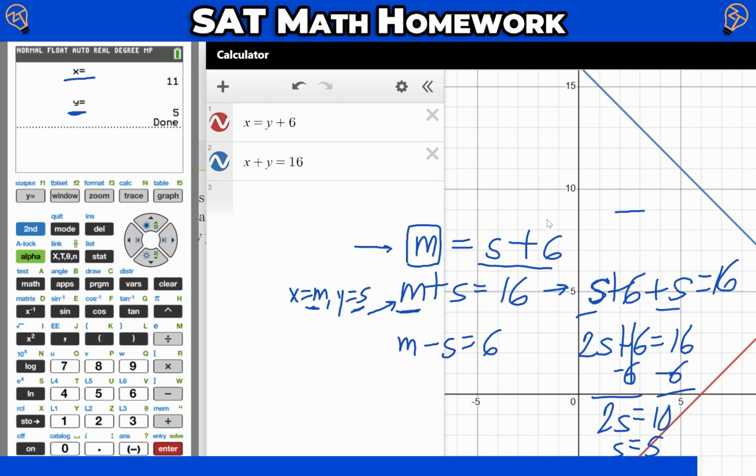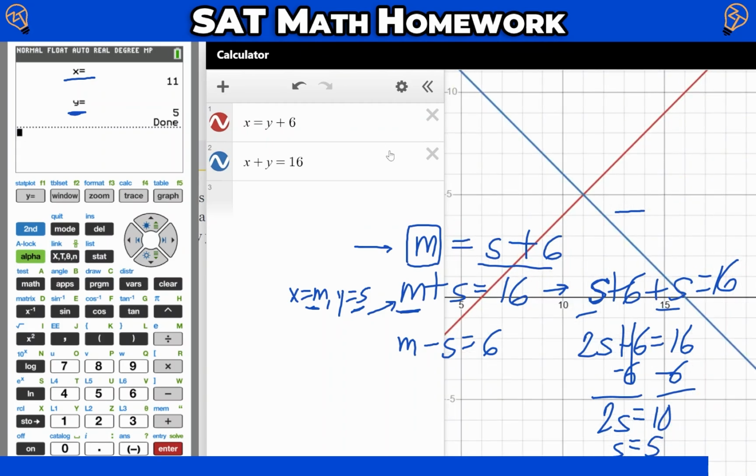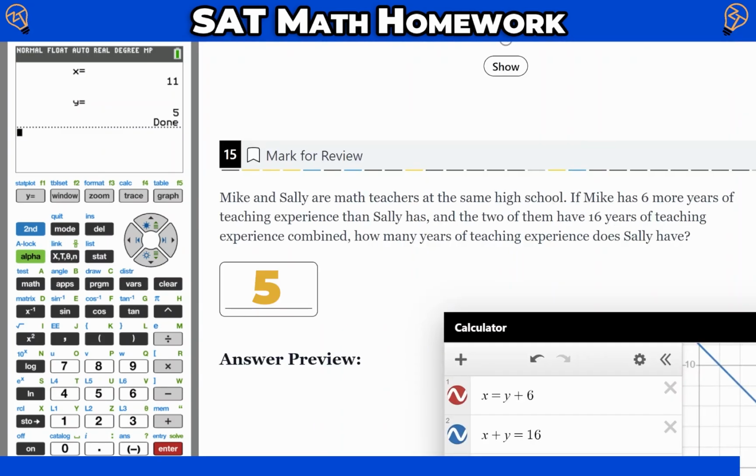And I'm looking for the ordered pair where they intersect. So 11, 5, where Sally's experience is 5 years to get you the answer of 5. So any of those approaches would work to get the answer as 5.